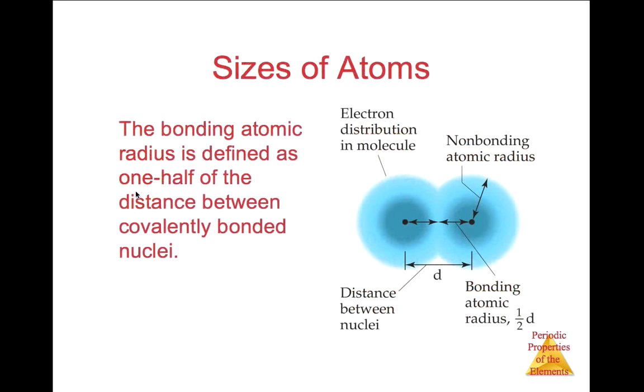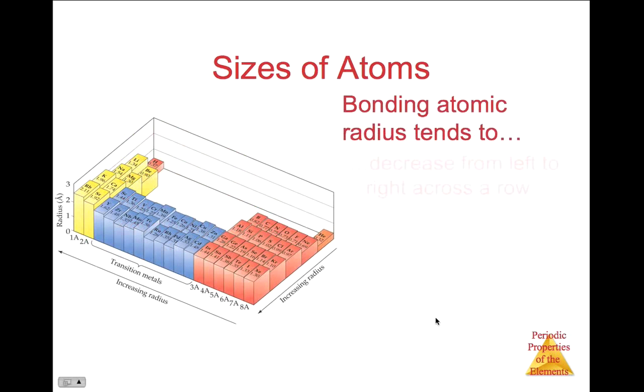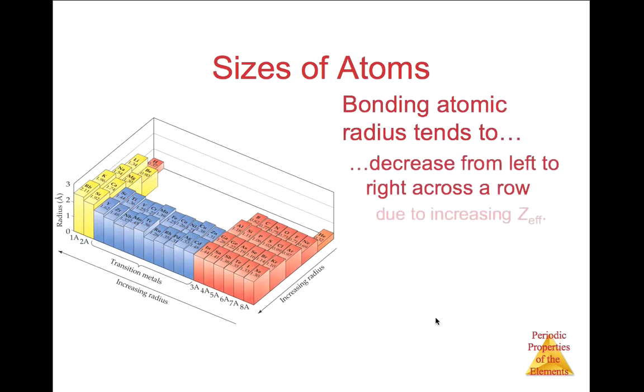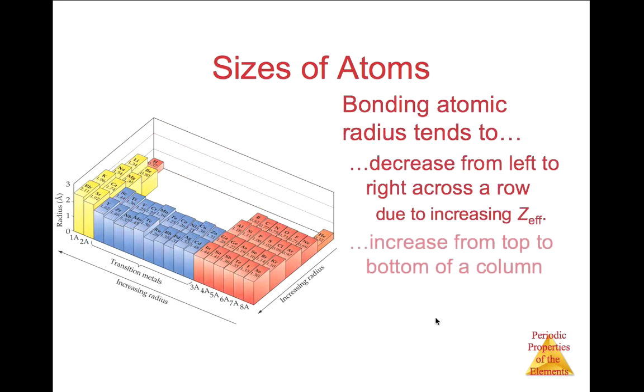Now we're going to take a look at three different trends on the periodic table. The first being the size of an atom. Size of an atom is defined as the atomic radius, which is 1/2 the distance between two covalently bonded nuclei. You can see right here, here's the distance between two nuclei. Find half of it, and it's known as the bonded atomic radius. Bonding atomic radius tends to decrease from left to right across the row due to the increasing effective nuclear charge, and increase from top to bottom of a column.